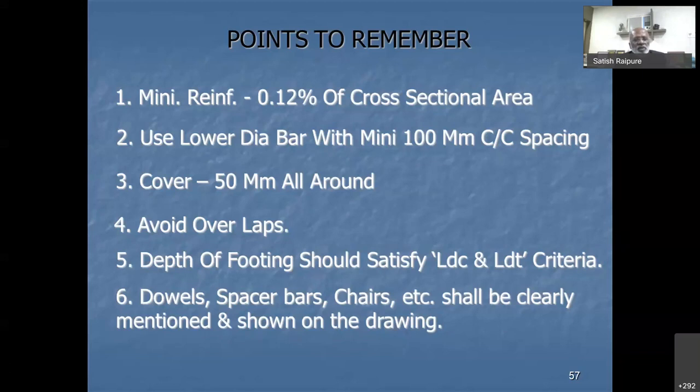The dowel bars, spacer bars, chairs, etc. shall be clearly mentioned and shown in the drawing. Everything relates to payment. If the contractor puts more dowels, more spacer bars or more chairs, he may not get paid for it. So it's always better to provide at least some notes about these spacer bars and chairs, so that the contractor will be paid for that.